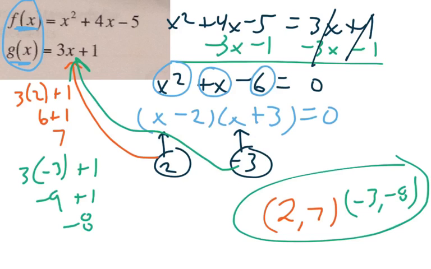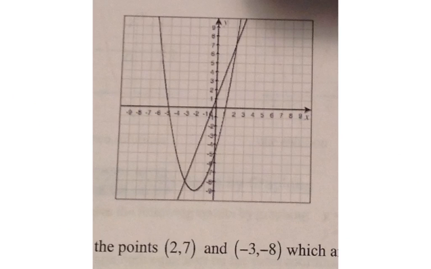So guys, I want to show you something else. Please remember that if we were to graph our system, we actually have a graph here, as you can see. And I want you to notice what we're really looking for, and this is very important to remember. See how they cross up there? And that up there is 2, 7, you see?